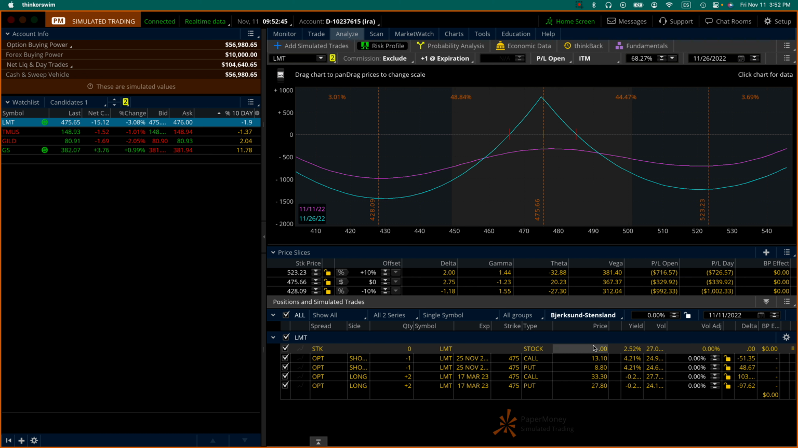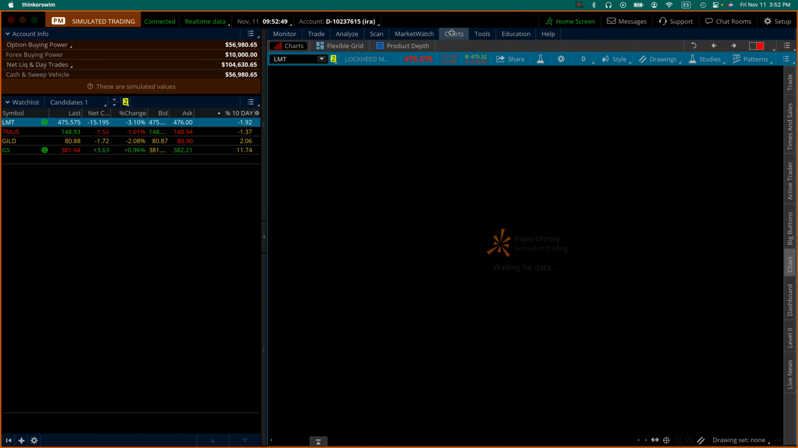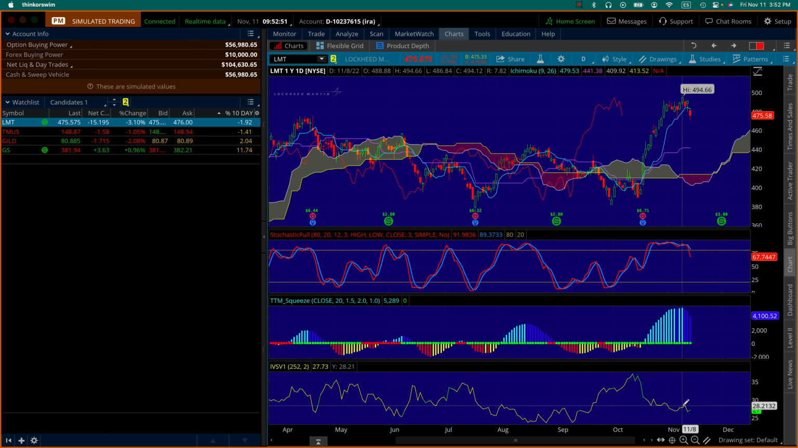LMT, okay, this one hasn't done much for us. Let's take a look at the chart quickly. Okay, you see how it's coming down and the volatility is green here, so you could potentially enter a trade now, but we already have one, so let's move on to the next list.